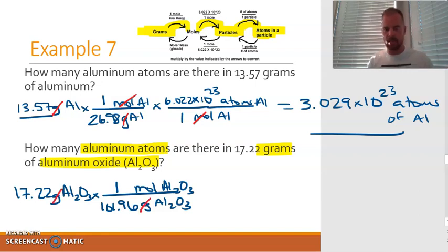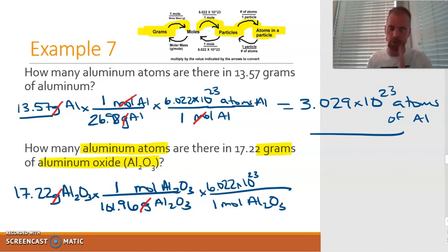Now my next step is I need to go from moles to particles. So 1 mole of aluminum oxide will contain 6.022 times 10 to the 23rd. Now be careful here. What is aluminum oxide? It's a molecule, right? Well, technically it's a formula unit, but we'll call it a molecule. So 1 mole of aluminum oxide will contain 6.022 times 10 to the 23rd of that molecule.